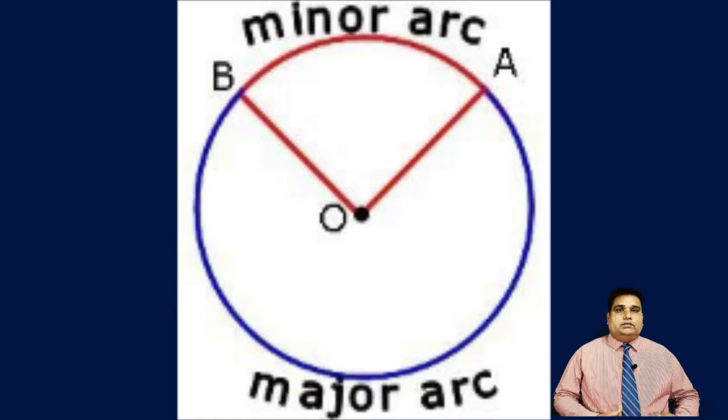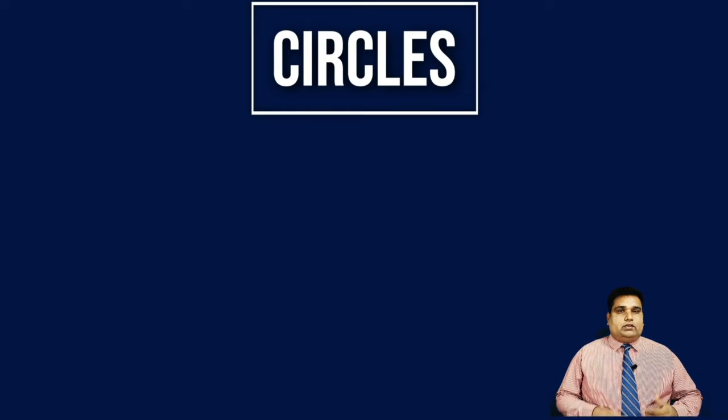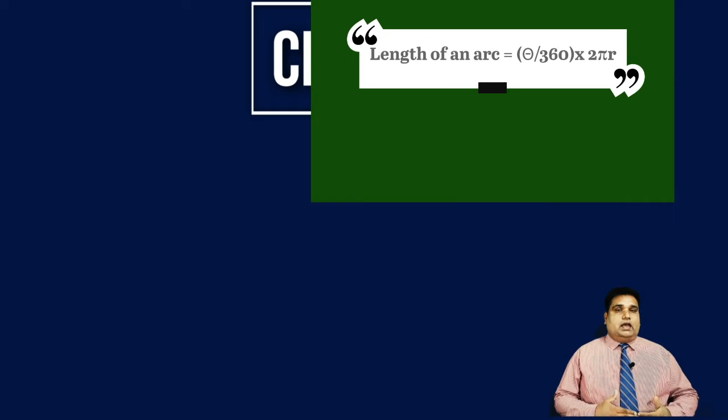As you can see in the figure above, if you were to refer to the arc AB, you could mean either one. Typically, one arc is the small part which is less than the semicircumference, that is the minor arc, and another one is the major arc. And how to find the length of an arc? The formula for the length of an arc is theta upon 360 into 2 pi r.